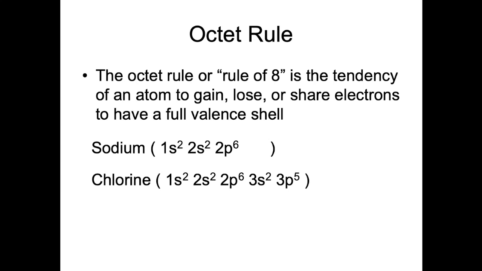Chlorine, on the other hand, is only missing 1 electron from its 3p. If it were to gain an electron, it would now have a full third energy level. So let's see how this works with the dot structures.